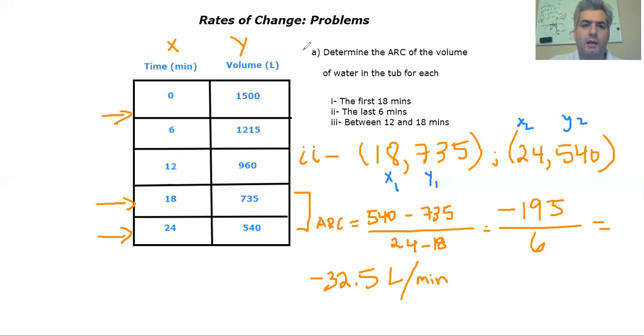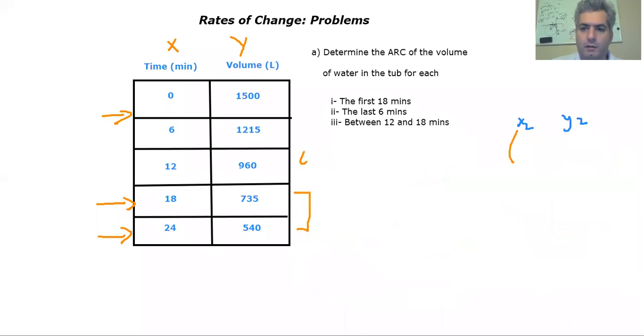Okay, so that's fine. And then the last subsection here, number 3, I'll just clear the screen. And the last section is asking for the average rate of change between 12 and 18 minutes. So again, you go back to the same concept. So I'll just identify this as the third subsection.